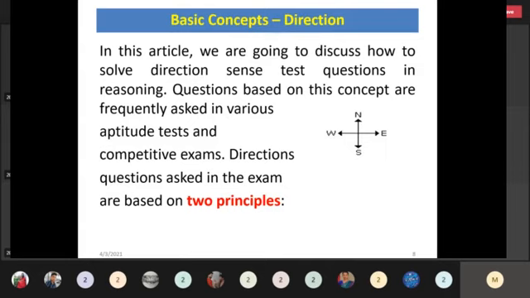Basic concepts: direction. In this article, we are going to discuss how to solve direction sense test questions in reasoning. Questions based on this concept are frequently asked in various aptitude tests and competitive exams. Direction questions asked in the exam are based on two basic principles. We must know what the basic principles are.